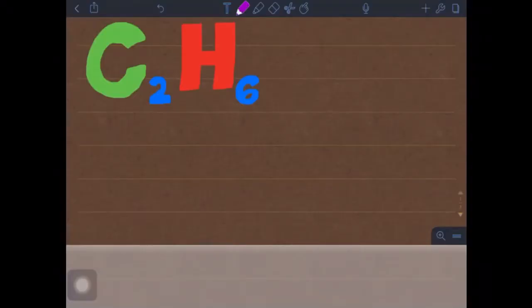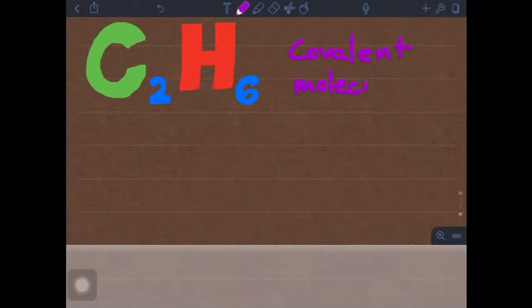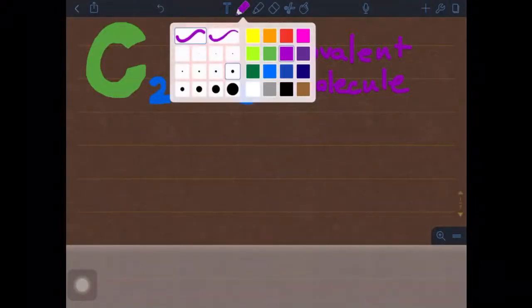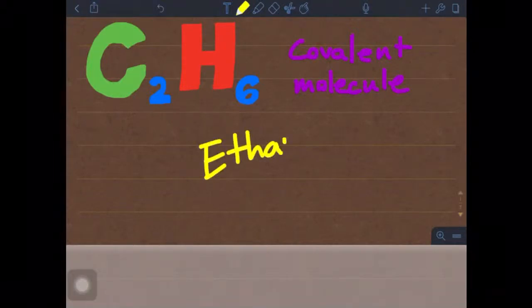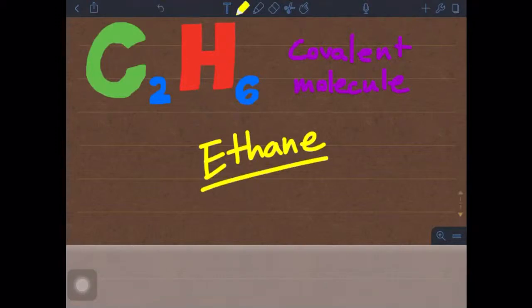So, first we start off with the molecule C2H6, and C2H6 is a covalent molecule, meaning that each of the atoms in the molecule is joined together by a covalent bond, which is the sharing of electrons. Okay, and C2H6 is commonly known by its name ethane. So ethane is C2H6's common name.